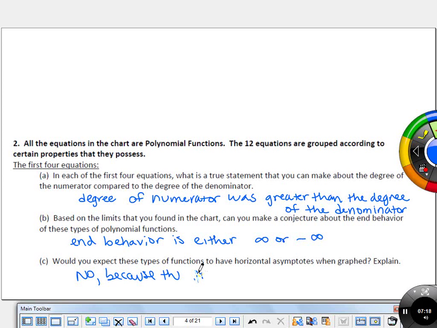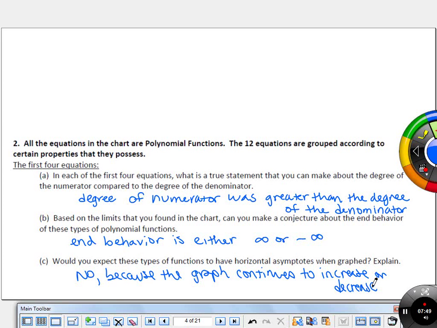No, because the graph continues to increase or decrease. I get what you mean by goes on forever. You mean up or down, but it's still going on. Because remember, the horizontal asymptote represents that at the ends, you're going to behave like this horizontal line. Well, if these are shooting up towards infinity or down towards negative infinity, we would not expect these types of functions to have this. So this is an important piece of information.